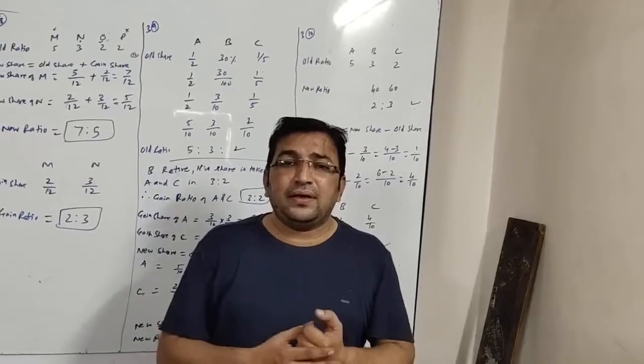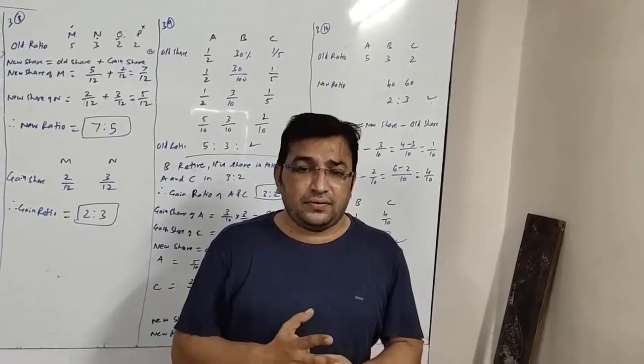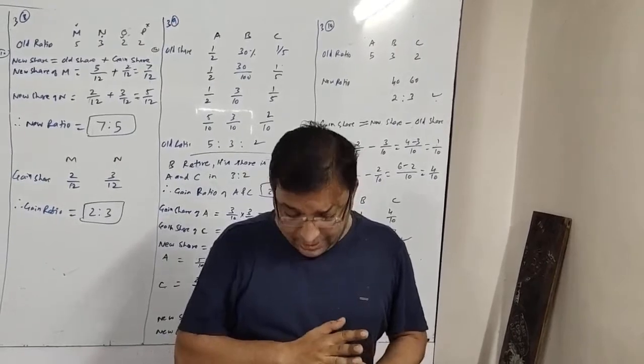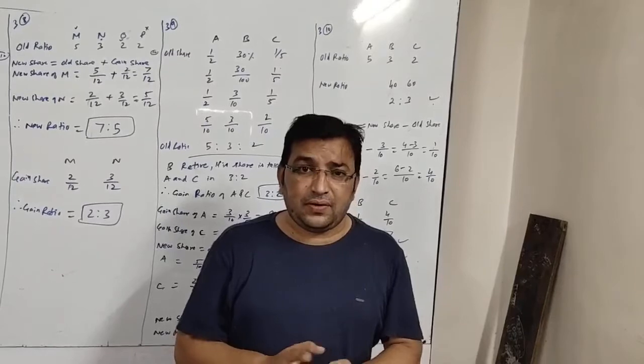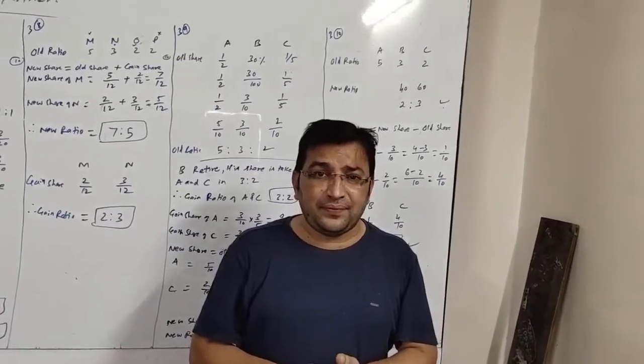Good morning friends. In this lecture we are going to solve sum number 7, 8, 9 and 10 of third sum of retirement of a partner. Okay, so let's have a look at sum number 7.